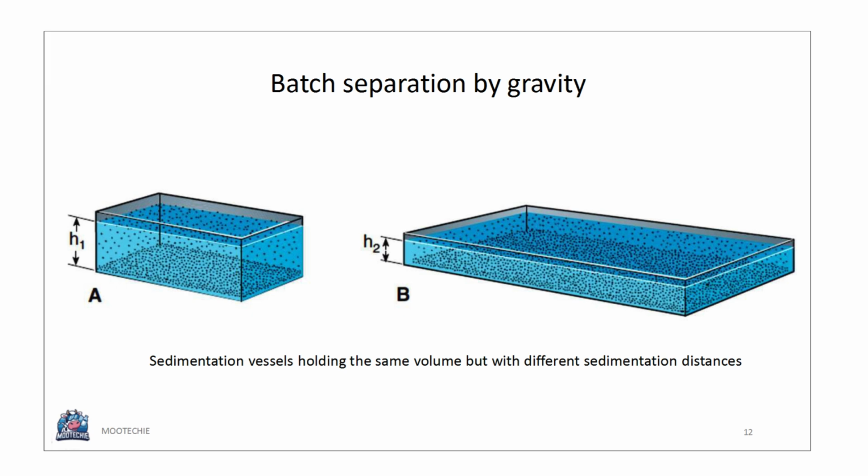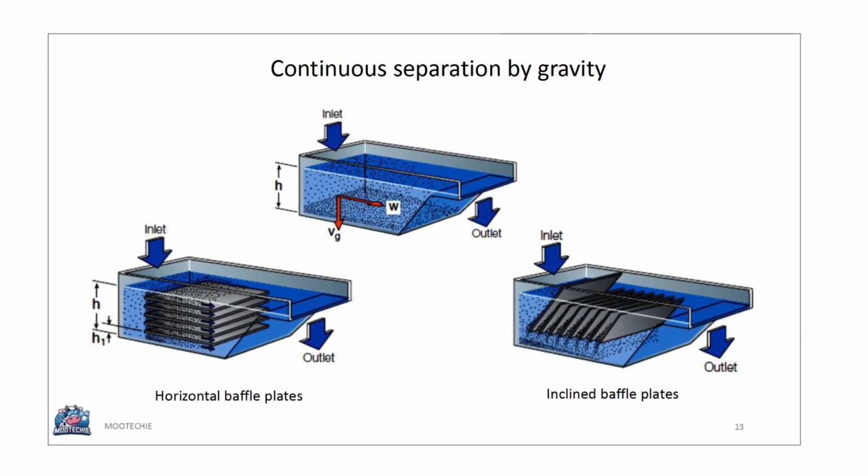For larger scale operations, continuous separation by gravity is used. This is often done in tanks containing horizontal or inclined baffle plates, which increase the effective settling area. The inlet stream enters, and separated outlets allow for the continuous removal of different phases.